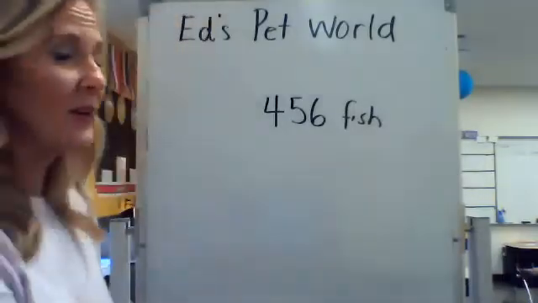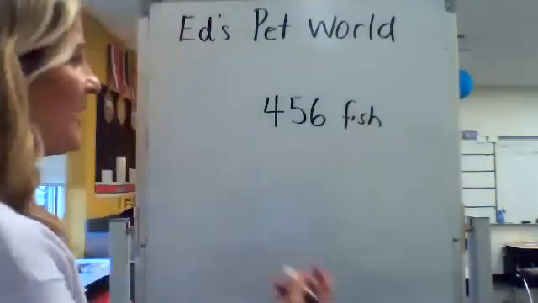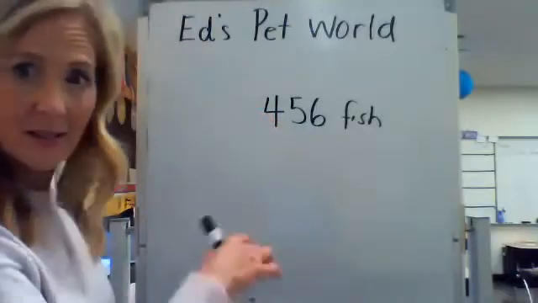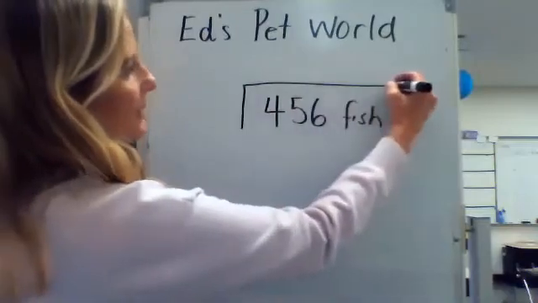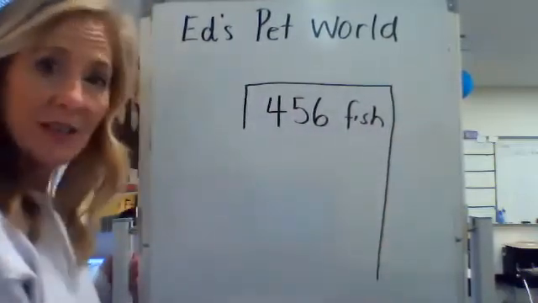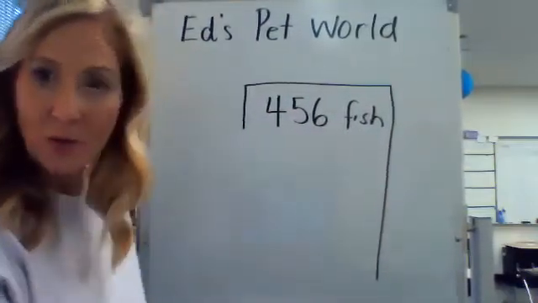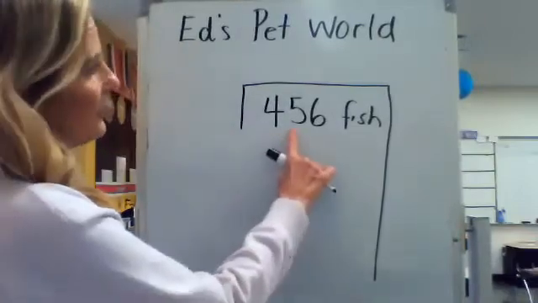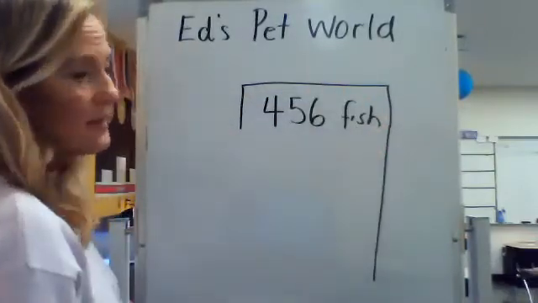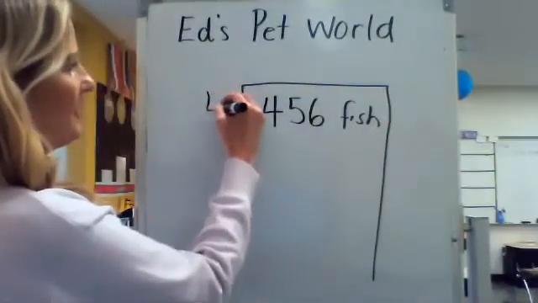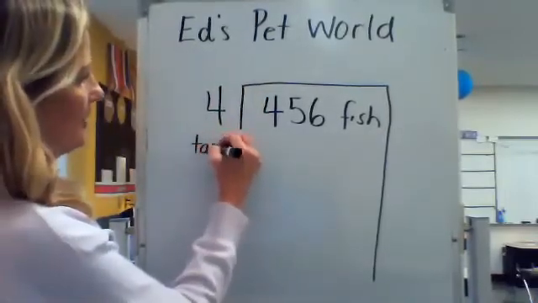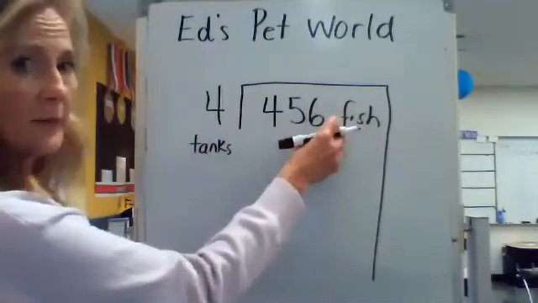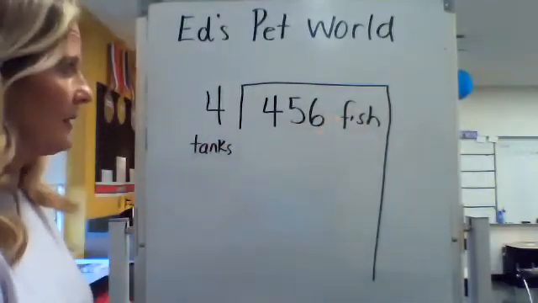In this case, they're getting 456 fish delivered, and we have 4 tanks to divide them into. So I'm going to take my dividend, the amount, and I can make my division table, someplace where I can keep my numbers organized. Let's even imagine that this box is the tank, and I'm trying to divide them into 4 different, smaller tanks.